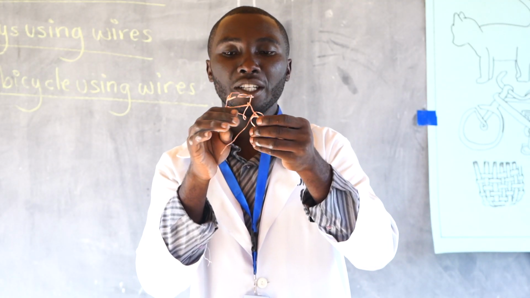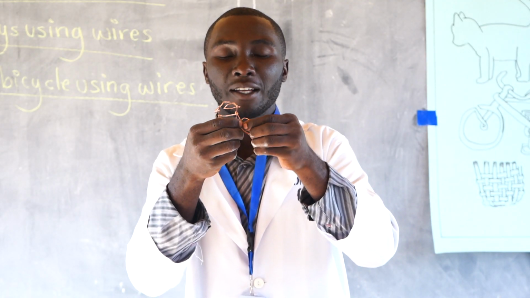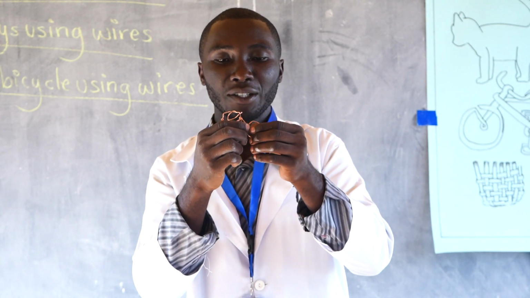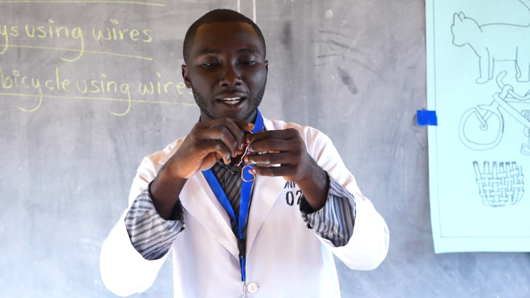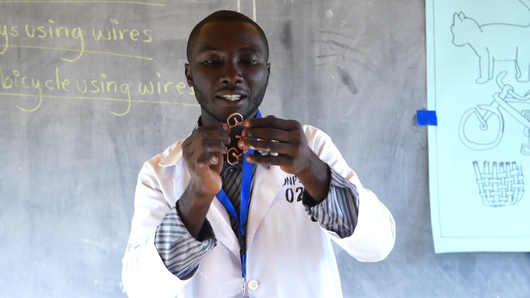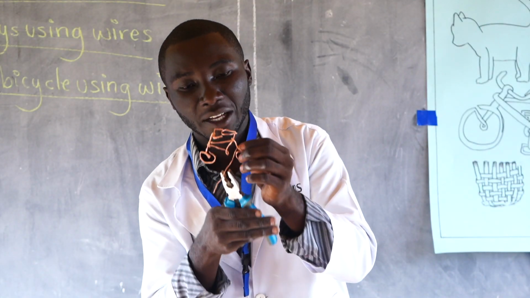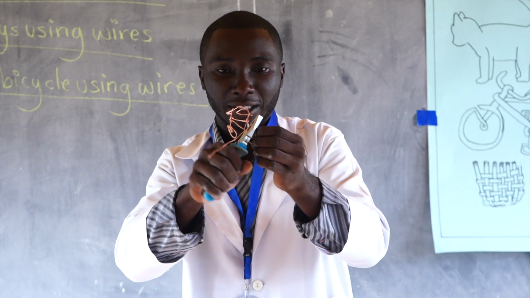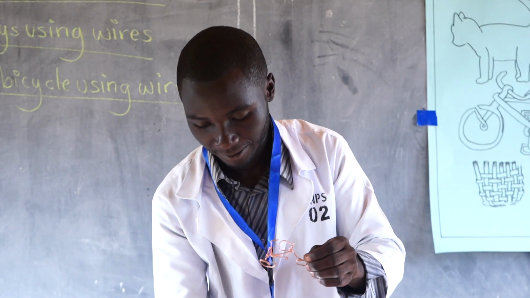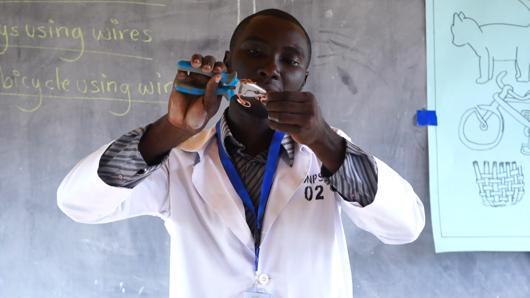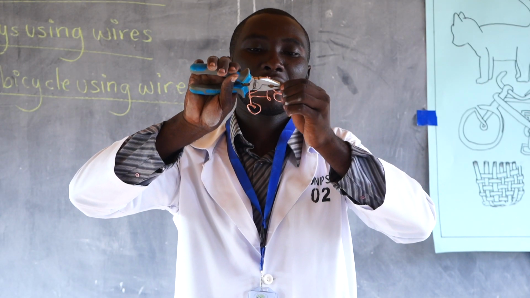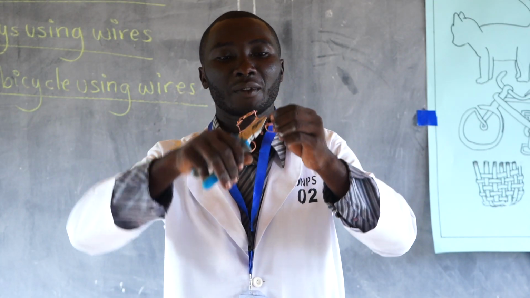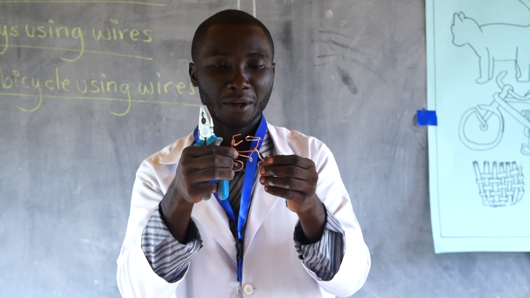And then after folding, you have to see if your circle is full. Then you do what? You cut the remaining piece of wire. Cut the rest. Here we have to cut using our pair of pliers, and make sure the edges cannot harm anyone. You have to smoothen them.